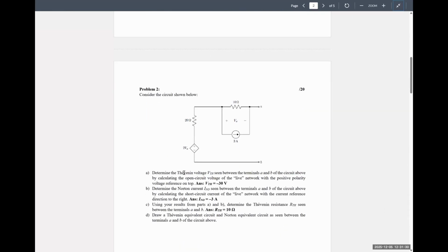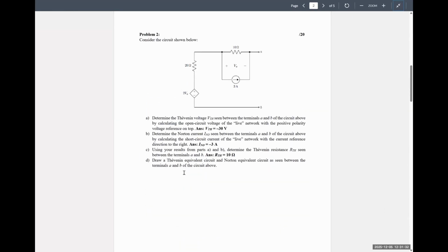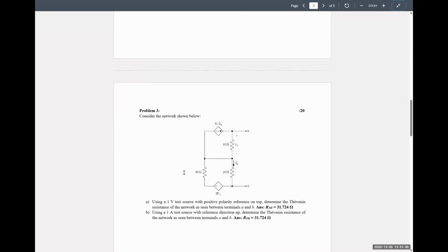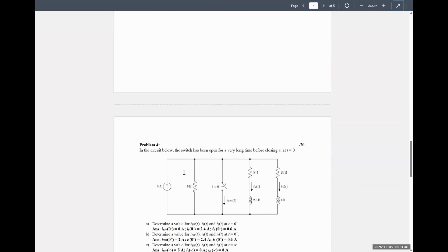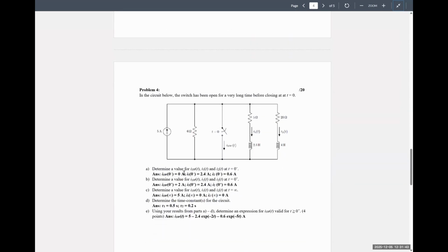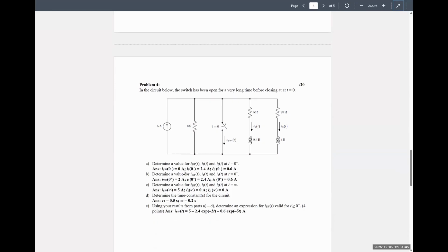Problem two is fairly straightforward, or at least I feel it is. Problem three is fairly straightforward. It's just testing your ability to use the test source method. Problem four looks a little tricky, but I want to talk about this one very briefly.